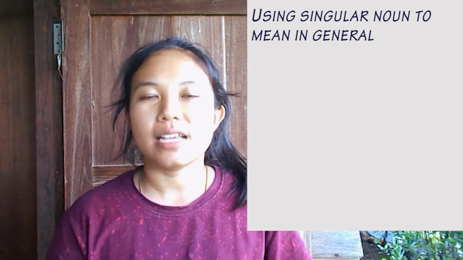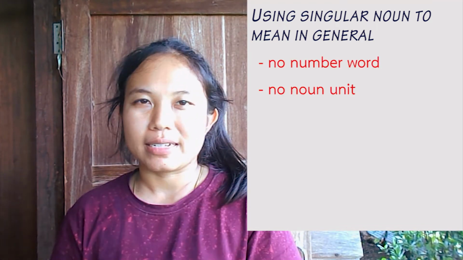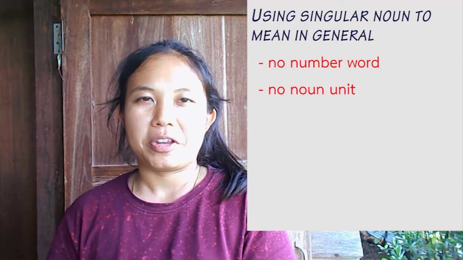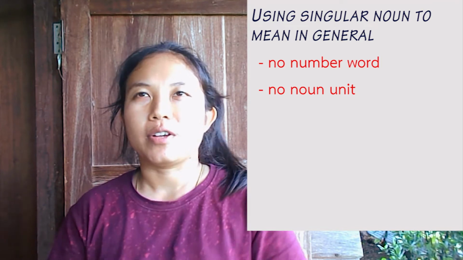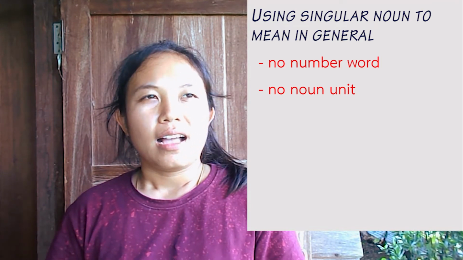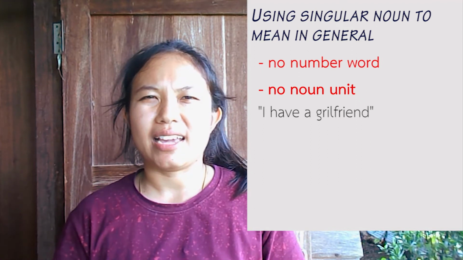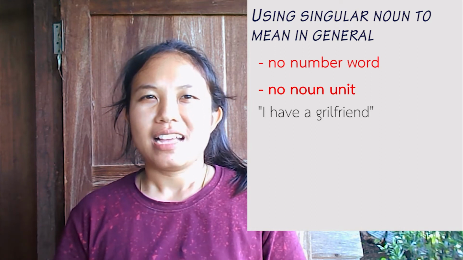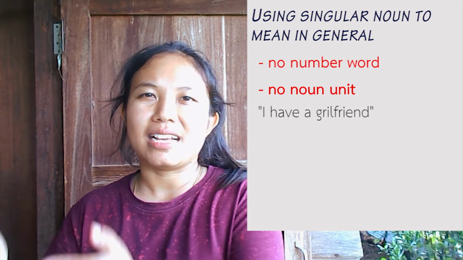Just a couple of things that I want to talk about: when we want to use the singular noun to mean in general, we don't have to put any number word or the unit for the phrase of the quantity of the noun. For example, if you want to say I have a girlfriend, in Thai you don't have to put the number word, that is one, for meaning the singular noun.